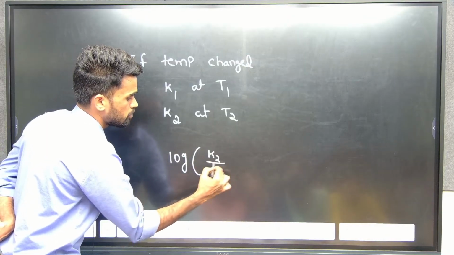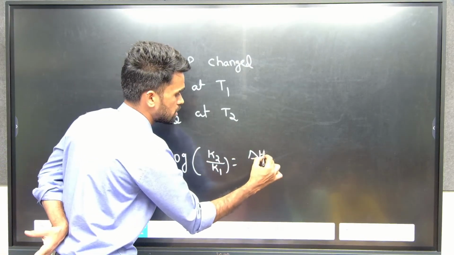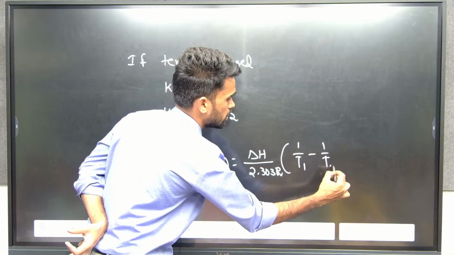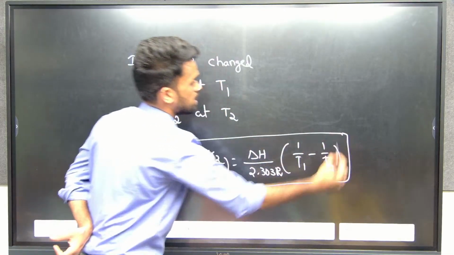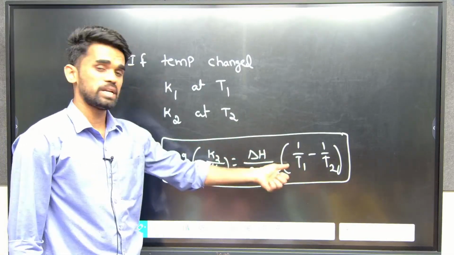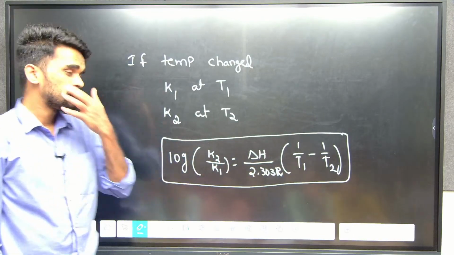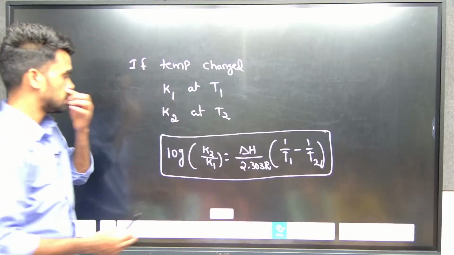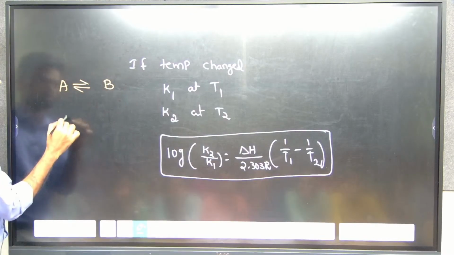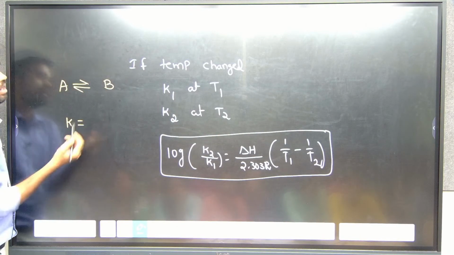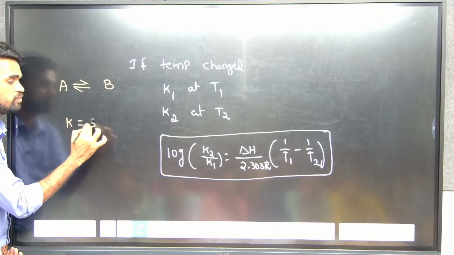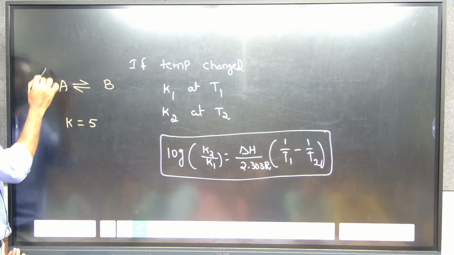Log K2 by K1 equals delta H by 2.303 R, into 1 by T1 minus 1 by T2. So what does this relation give us? The effect of temperature change on equilibrium constants. Listen to this once again. For this equilibrium reaction, let us say the equilibrium constant value is 5. How much? 5.